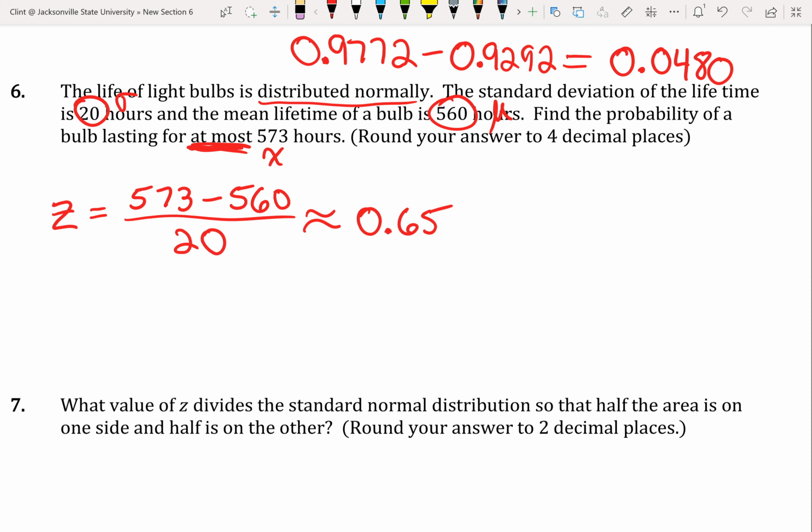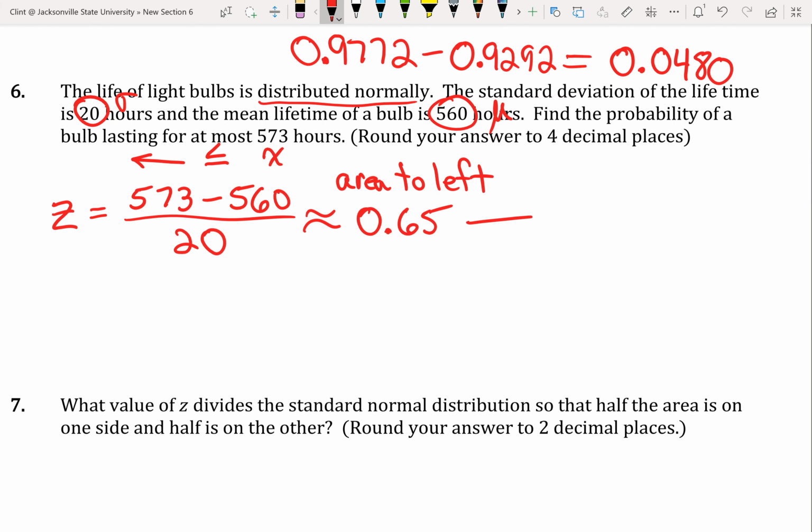Now, on the last one it said in between, so that was pretty easy. On this one it says what's the probability that we have at most 573? So as far as a mathematical symbol, what does at most mean? That means less than or equal to that, right? 573 is the most we can have, so we want less than or equal, and since that's pointing to the left, we want the area to the left of 0.65.